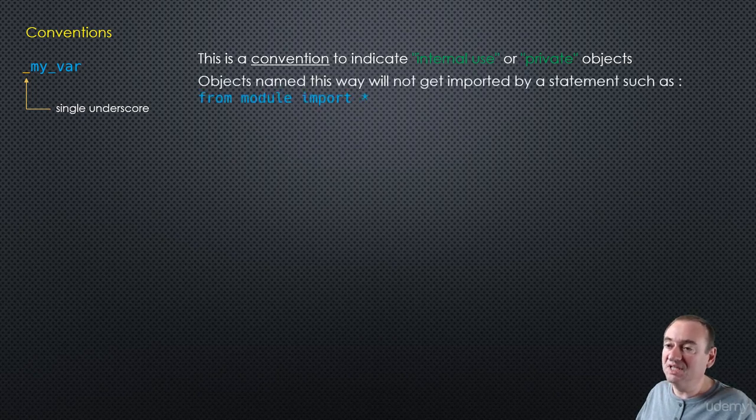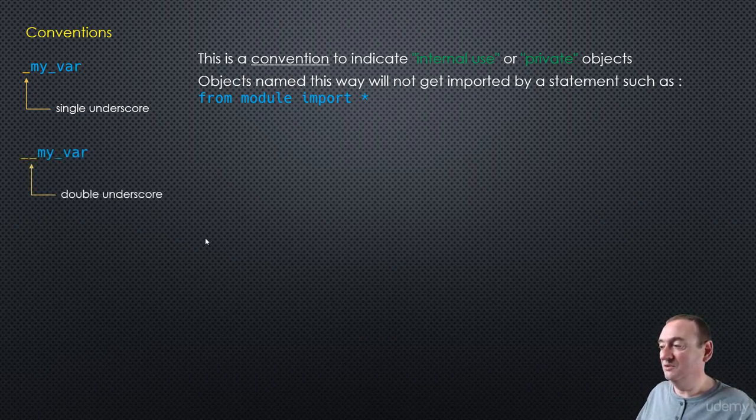Now what happens is that if you run, let's say, from module import star, and this _my_var is inside this module, then it will not import it. The Python interpreter looks at that and says, okay, you probably mean this to be a private object, so it doesn't import it. That doesn't mean you can't access it. You can still access it. You can't import it this way, but there are other ways to access it.